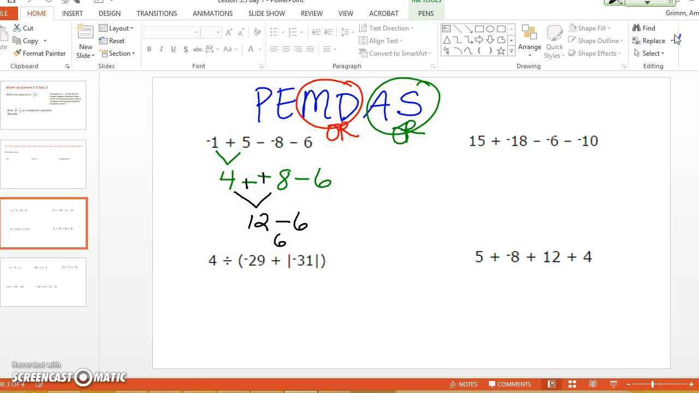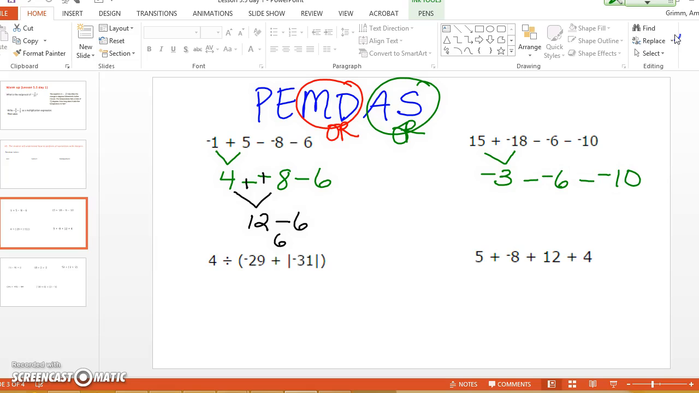Okay, so we look at the next one. The next one is all adding and subtracting. So start at the beginning, work our way through. So we start with the first part, which is 15 plus negative 18. What would that be? Negative 3. Start at the beginning. Now we have minus negative 6, minus negative 10.